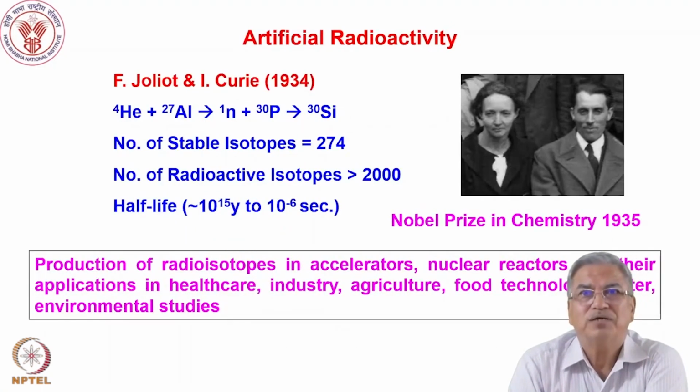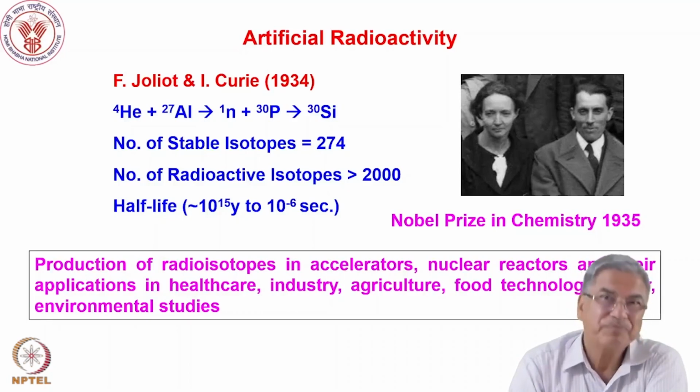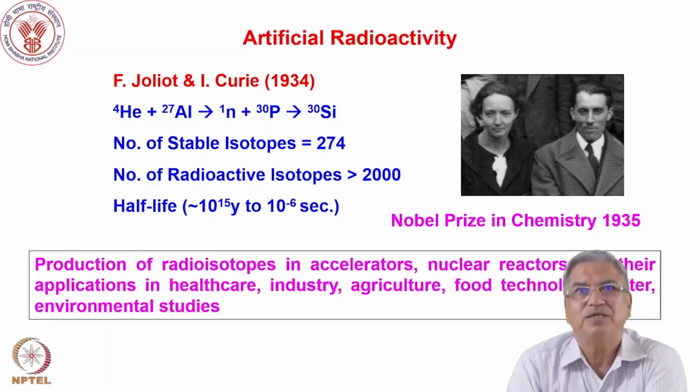Now I come to the last part of this module, that is artificial radioactivity. Just now we saw several isotopes which are naturally occurring, but the number of isotopes which are formed by artificial means is now much more than the natural ones. This phenomenon of artificial radioactivity was discovered in 1934 by Irene Curie and Frederic Joliot. Irene Curie is the daughter of Madame Curie.